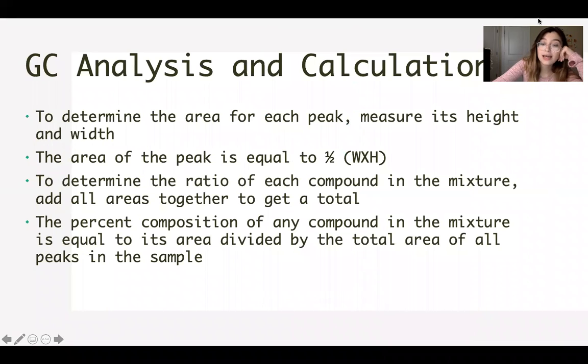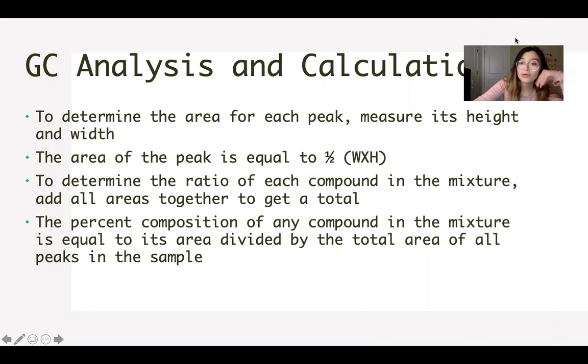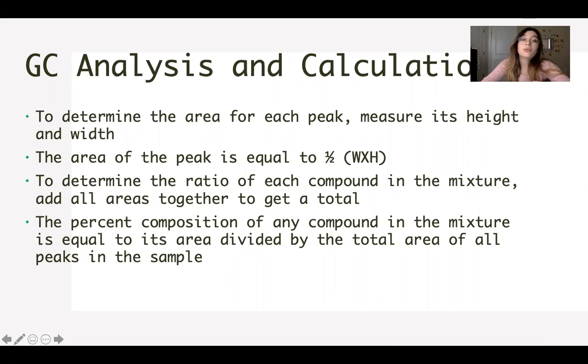GC analysis and calculations. Now I'm going to read this and then I'm going to show you something I wrote to see if it helps a little bit more. To determine the area for each peak, measure its height and width. The area of the peak is equal to 1/2 width times height. To determine the ratio of each compound in the mixture, you will add all the areas together to get a total. The percent composition of any compound in the mixture is equal to its area divided by the total area of all the peaks in the sample.